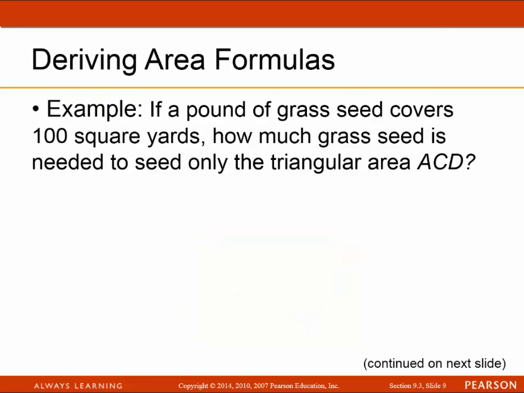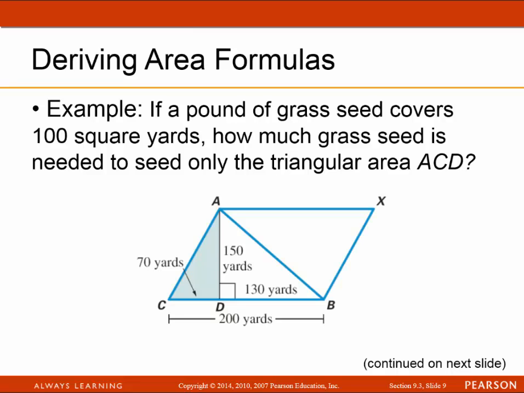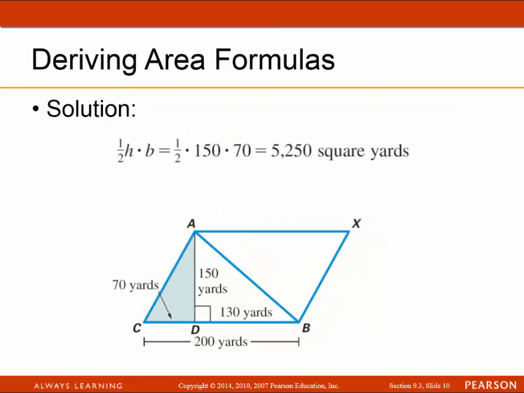Here's another example. If a pound of grass seed covers 100 square yards, how much grass seed is needed to seed only the triangular area ACD? We only want to cover the triangle that's shaded. So it's 1/2 the height times the base, so 1/2 times 150 times 70, which is 5,250 square yards. We divide that number by 100, and we get 52.5 pounds of seed.